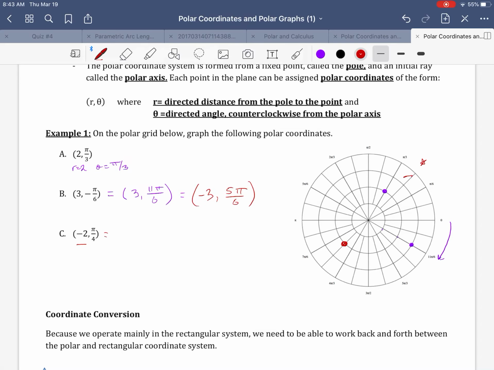So C, this is where in class I'd say stop and come up with 2 other ways to label C. Somebody would come up with, well, use a positive 2 and look at 5 pi over 4. What that means is you're facing 5 pi over 4, and then you're just going to walk 2 units towards it.